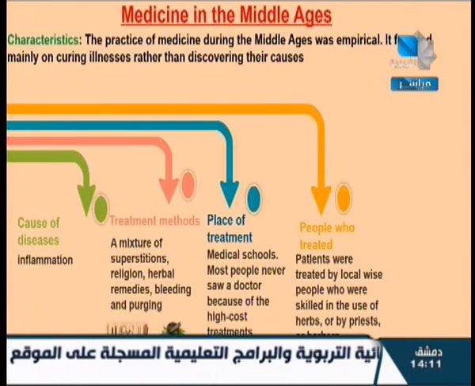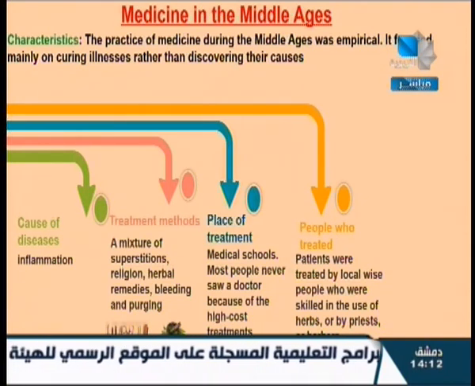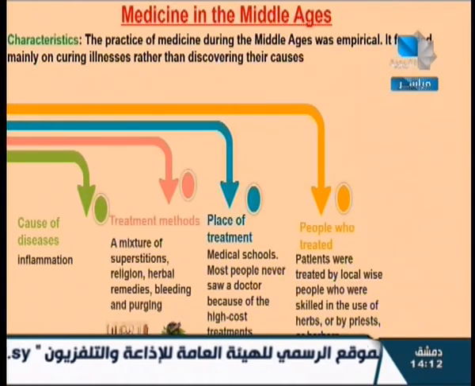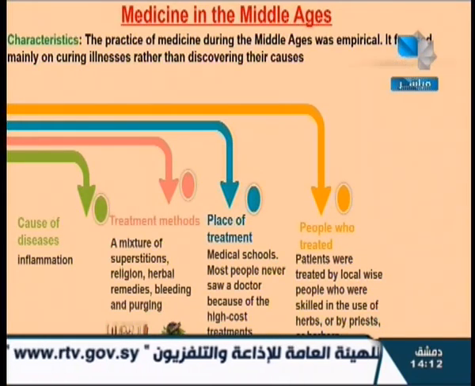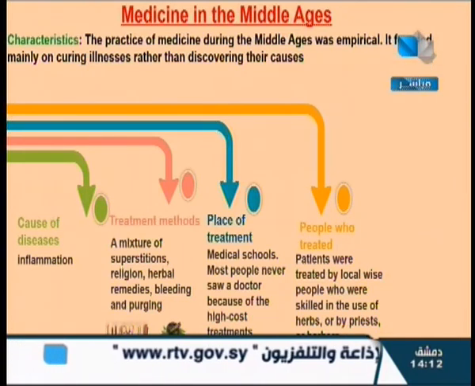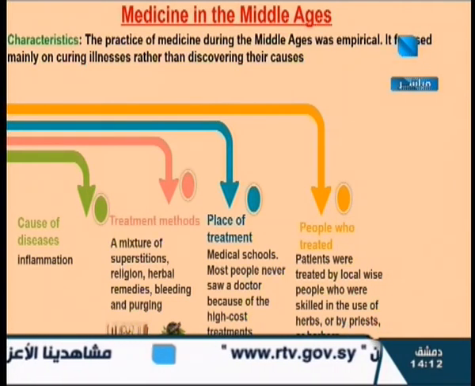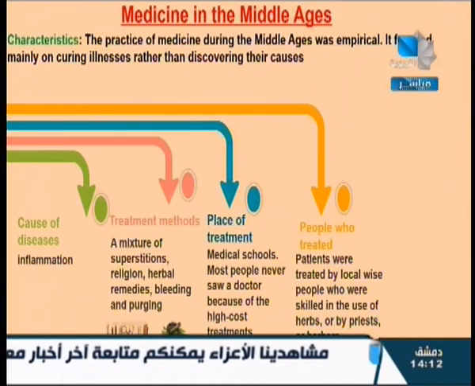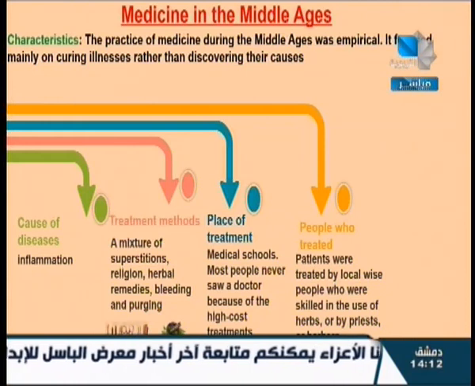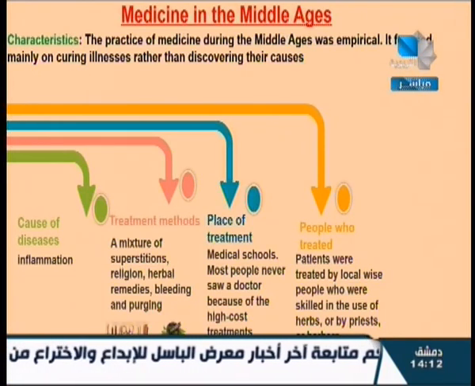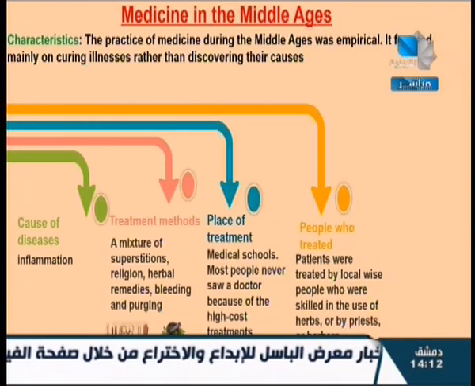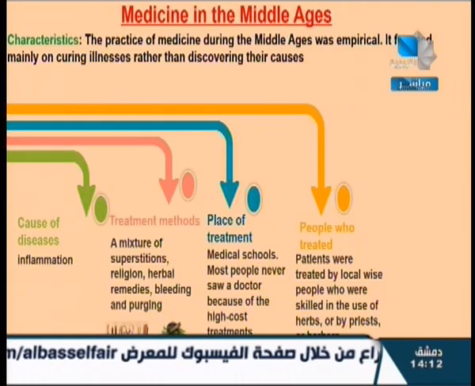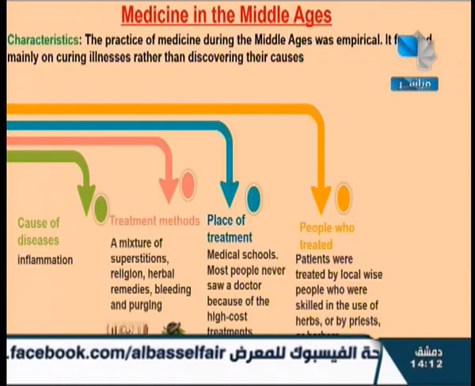So again, in the Middle Ages, there were four points here. First of all, the cause of diseases. People at that time attributed illness to inflammation, which means an area in the human body, in the skin, which becomes bigger, swollen, because there is a battle. Why? Because the white cells are trying to fight the germs. This is the meaning of inflammation. So the area becomes bigger.